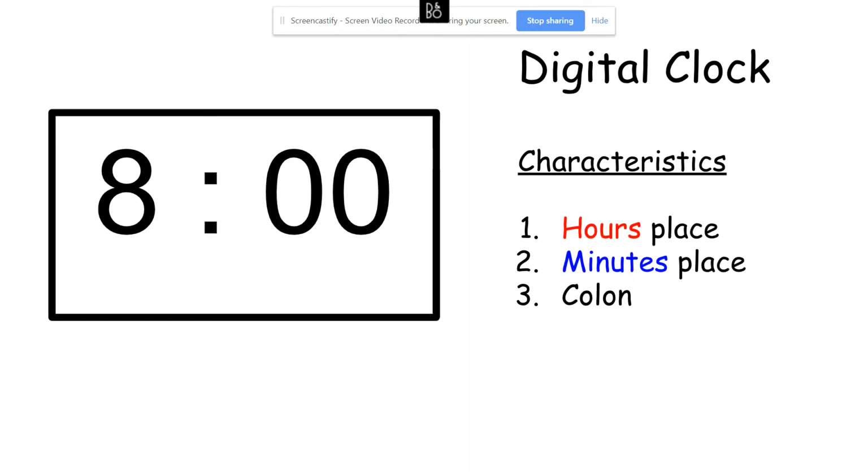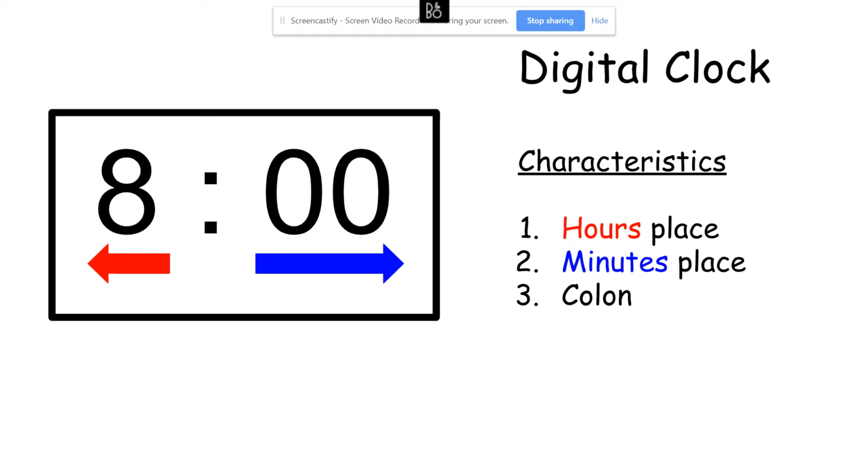A digital clock is a little bit different. A digital clock consists of numbers and dots that we call a colon. The number before the colon tells us how many hours, and the number after the colon tells us how many minutes.